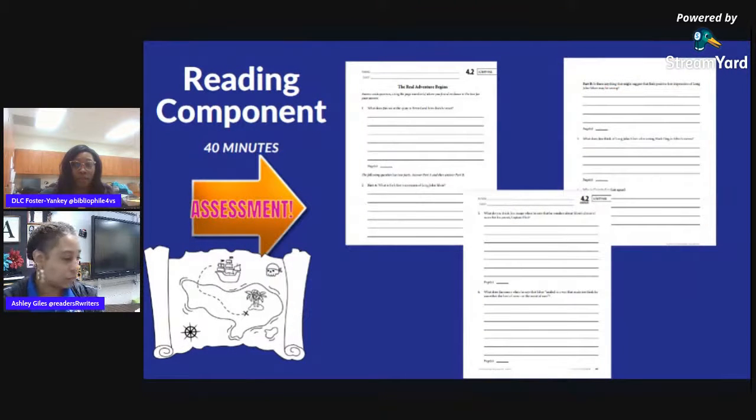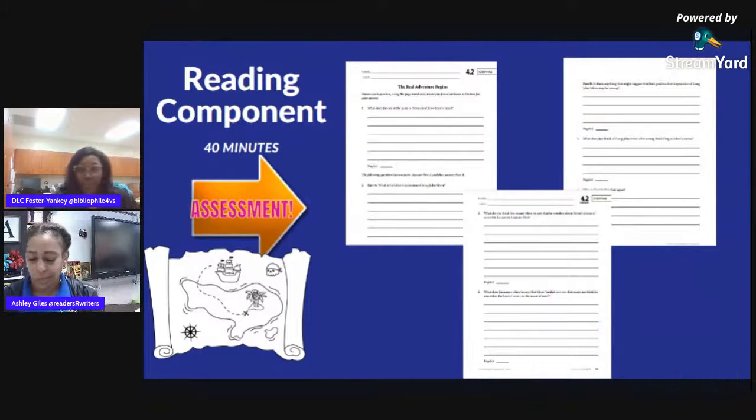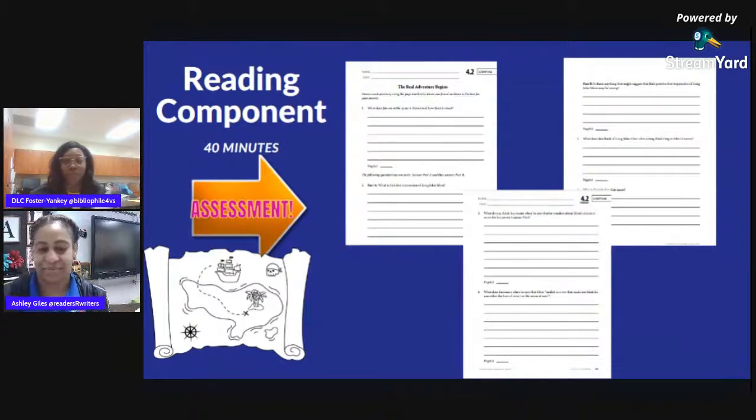So for our reading component, we have our formative assessment. Here, let me grab my activity book off the floor. Okay. Me too. All right, so this is activity 4.2. And on here, we basically have a bunch of open-ended questions, literal, inferential, and evaluative questions that the students are going to be answering, and they are expected to cite the page number where they found evidence in the text.